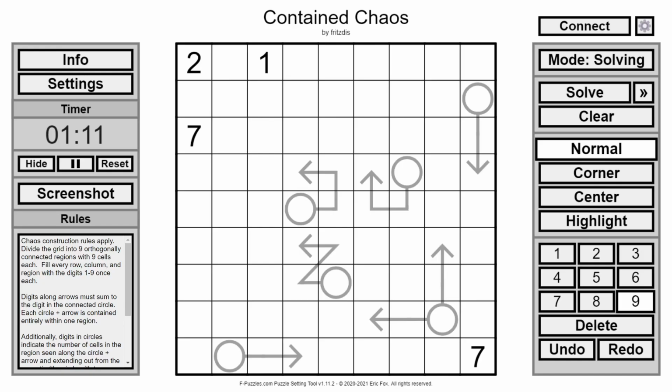This puzzle is called Contained Chaos by fritzdis. I got it from the Sudoku testing submissions channel of the CTC community Discord. Let's take a look at the rules.